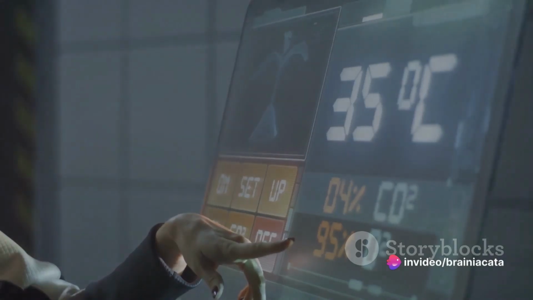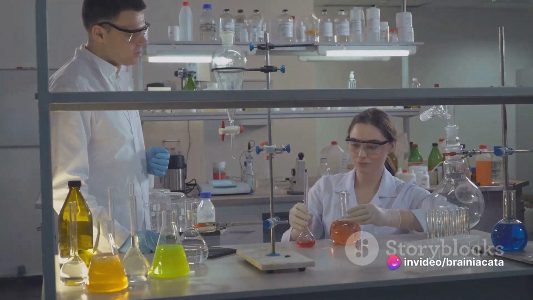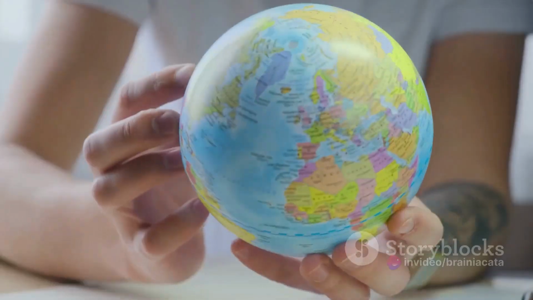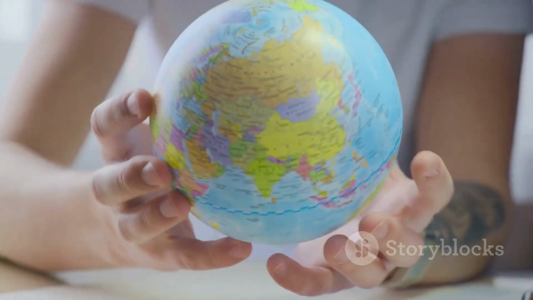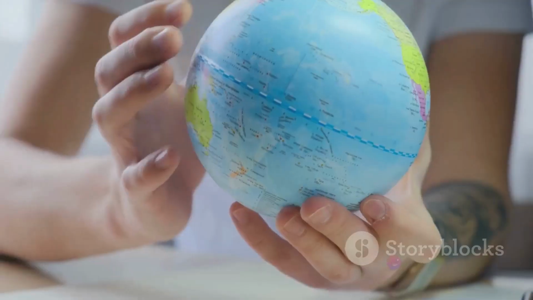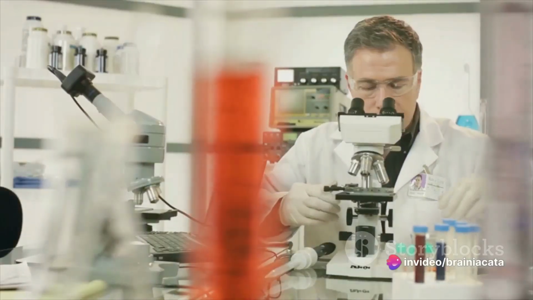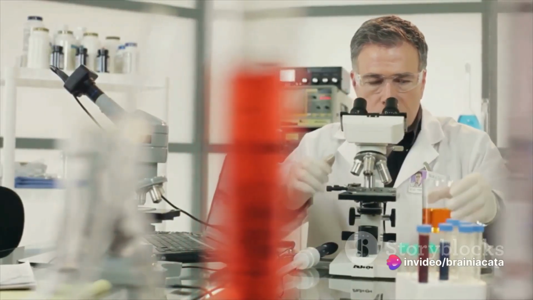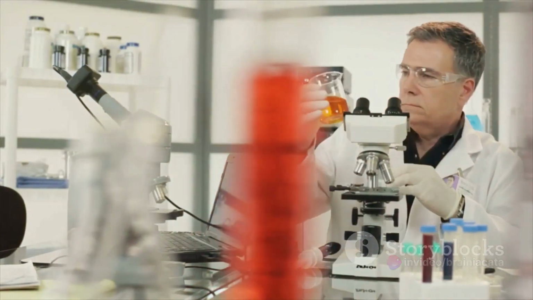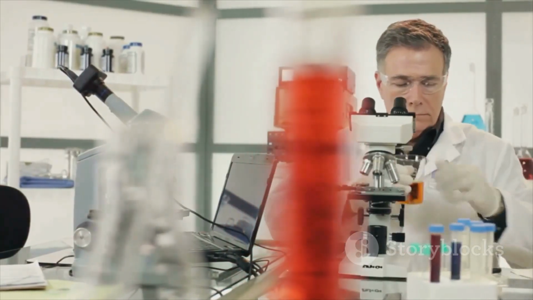We need rules and guidelines to ensure that synthetic biology is used for the betterment of society, not its detriment. This isn't about stifling innovation. It's about ensuring it's done safely and responsibly. But regulation alone isn't enough. Synthetic biology is a field that affects us all, and therefore it should involve us all. Public dialogue and transparency are key. Scientists, policymakers, and the public need to be in conversation, discussing the potential benefits and risks, and making collective decisions about the direction of the field.